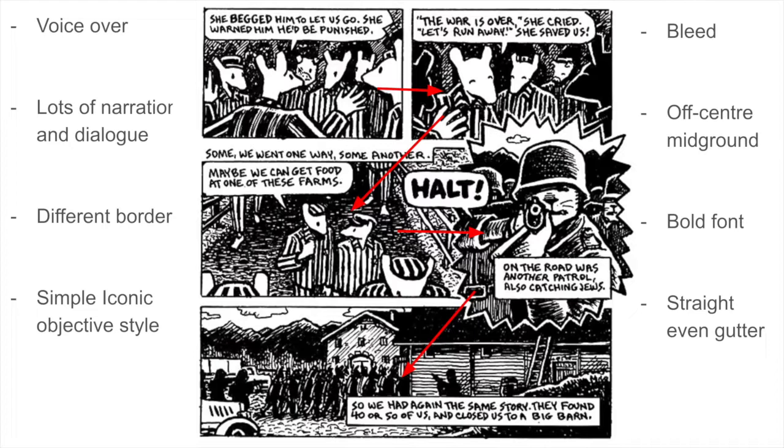Unlike Vagabond, Maus primarily uses dialogue and narration to portray the story. The panels in Maus are also very structured. They are all roughly around the same size and have straight outlines and gutters. Therefore, if a panel doesn't fit the ordinary, then it could be used to create tension or as a focus point.